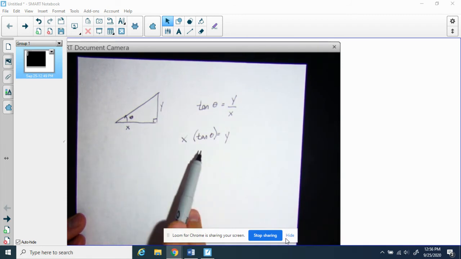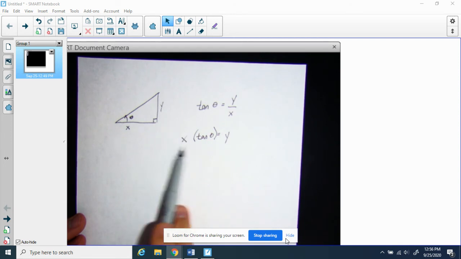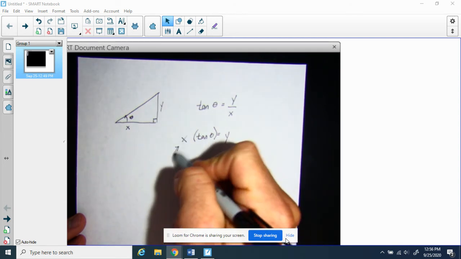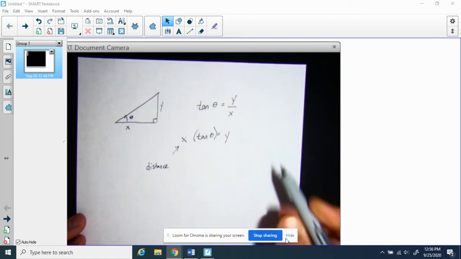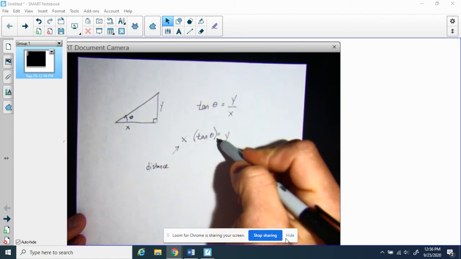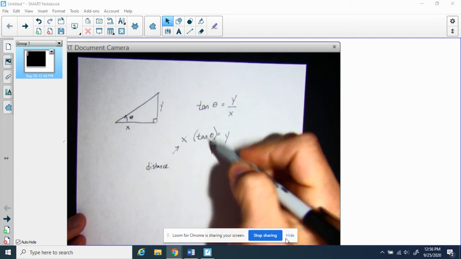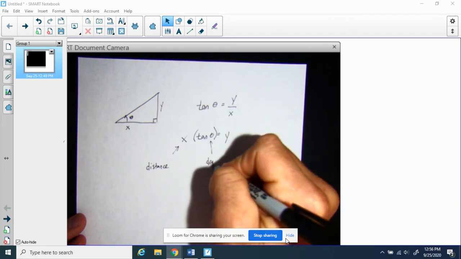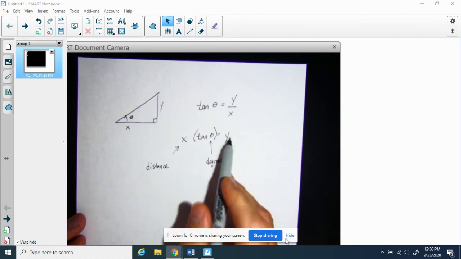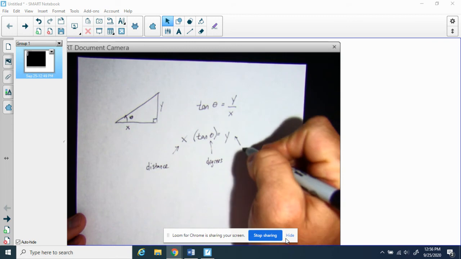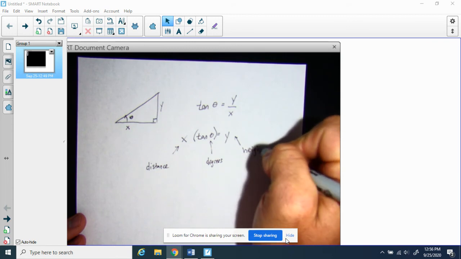So at this point, with the given data that I have for you on your activity, you would plug in x, which is your distance, and you would plug in your angle, which is the angle that's given in degrees. So you would take the tangent of that angle, then multiply it by the distance, and that'll solve for y, which we're going to treat as the height of our object.